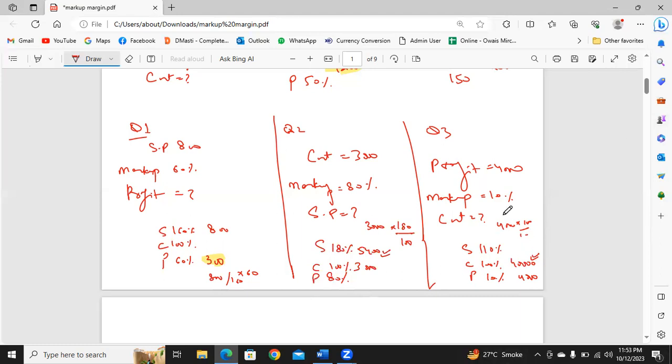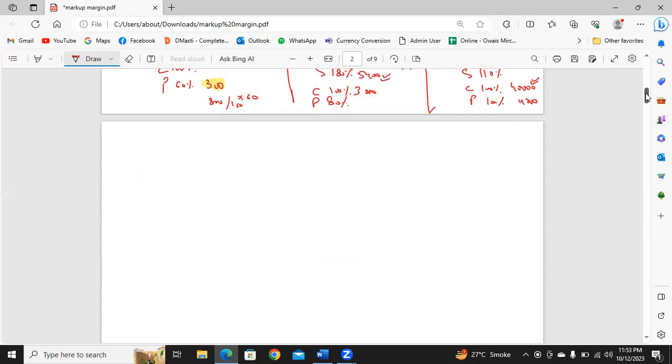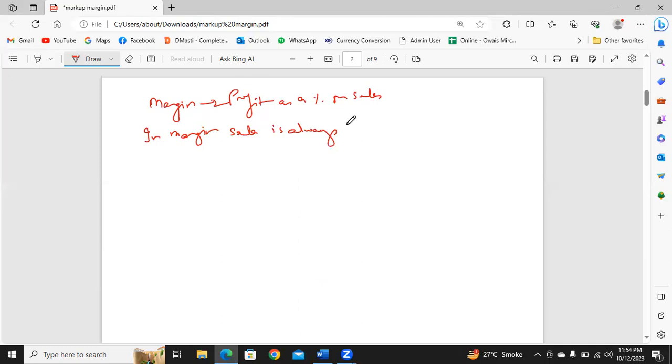So markup is simply profit percentage on cost, and the markup cost is always 100%. Now margin. What is margin? Profit margin is part of the selling price. It is a percentage on sales. So in margin, what is 100%? Selling price, or sales, is always 100%.